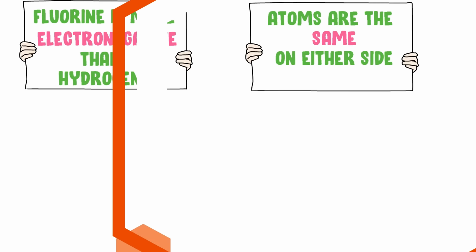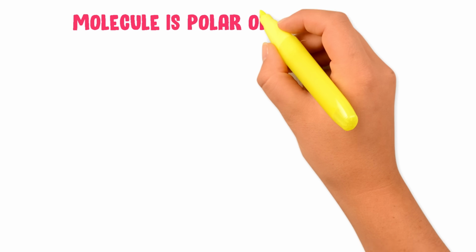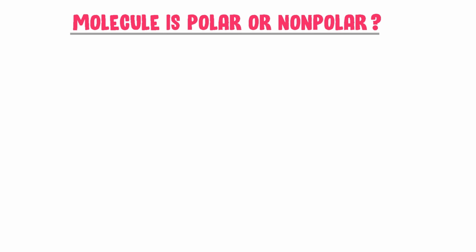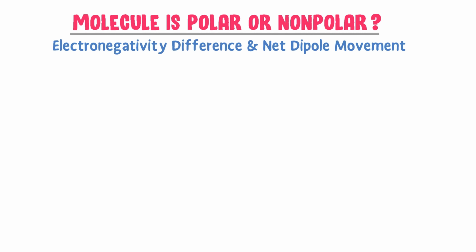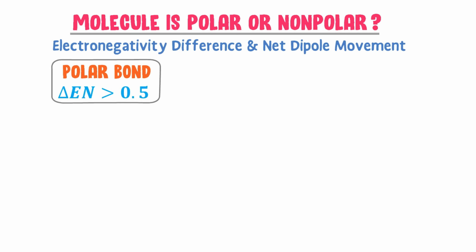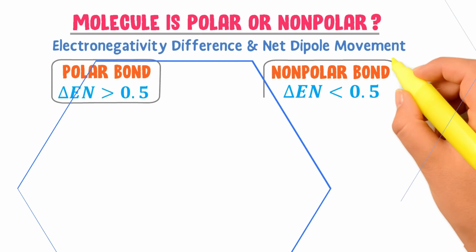Now, how can we tell if a molecule is polar or non-polar? There are two factors that determine the polarity of a molecule. The first factor is electronegativity difference and the second factor is net dipole moment. If electronegativity difference is greater than 0.5, we call it a polar bond. If electronegativity difference is smaller than 0.5, we call it a non-polar bond.